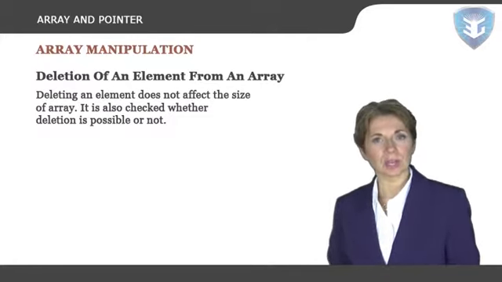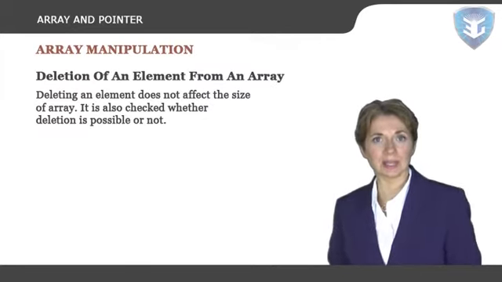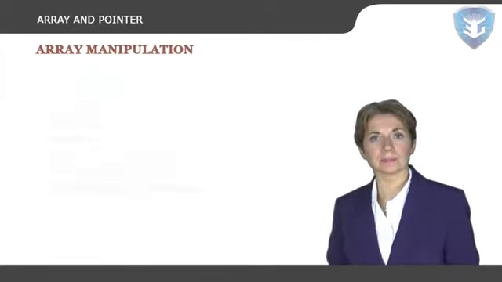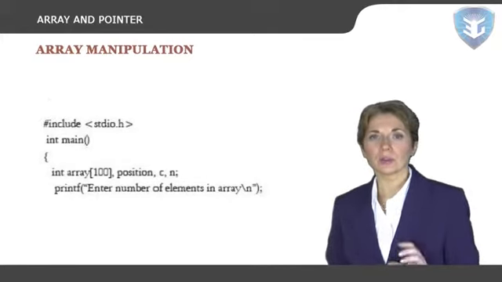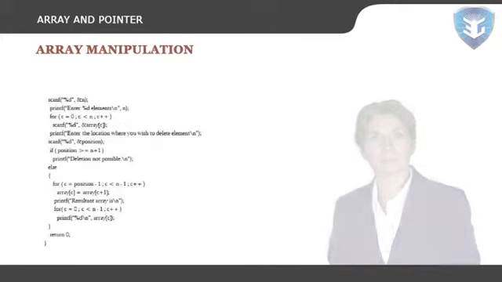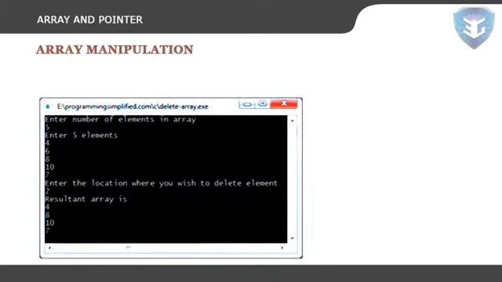It is also checked whether deletion is possible or not. If an array is containing 5 elements and you want to delete element at position 6, then it's not possible. Let's see an example of deletion of an element from an array on the screen. Output of the program is as shown here.